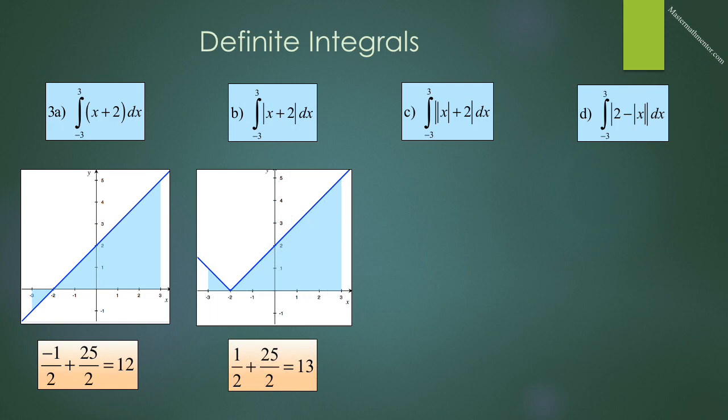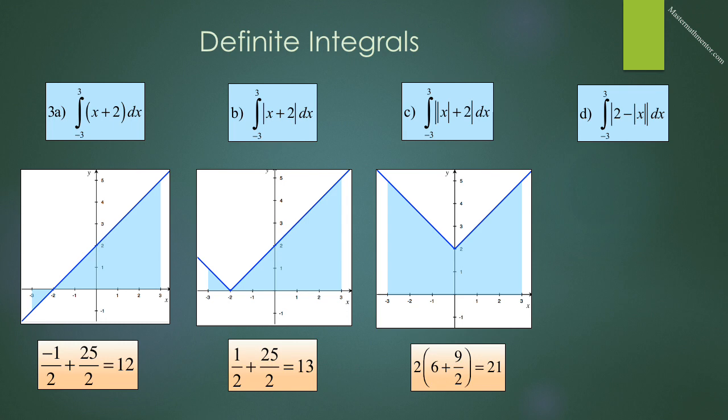B is the integral from negative 3 to 3 of the absolute value of x plus 2. So this takes the previous curve and makes anything that was negative positive, creating a V shape. And therefore, our integral will now have the value of positive 1/2 plus 25 halves, or 13.